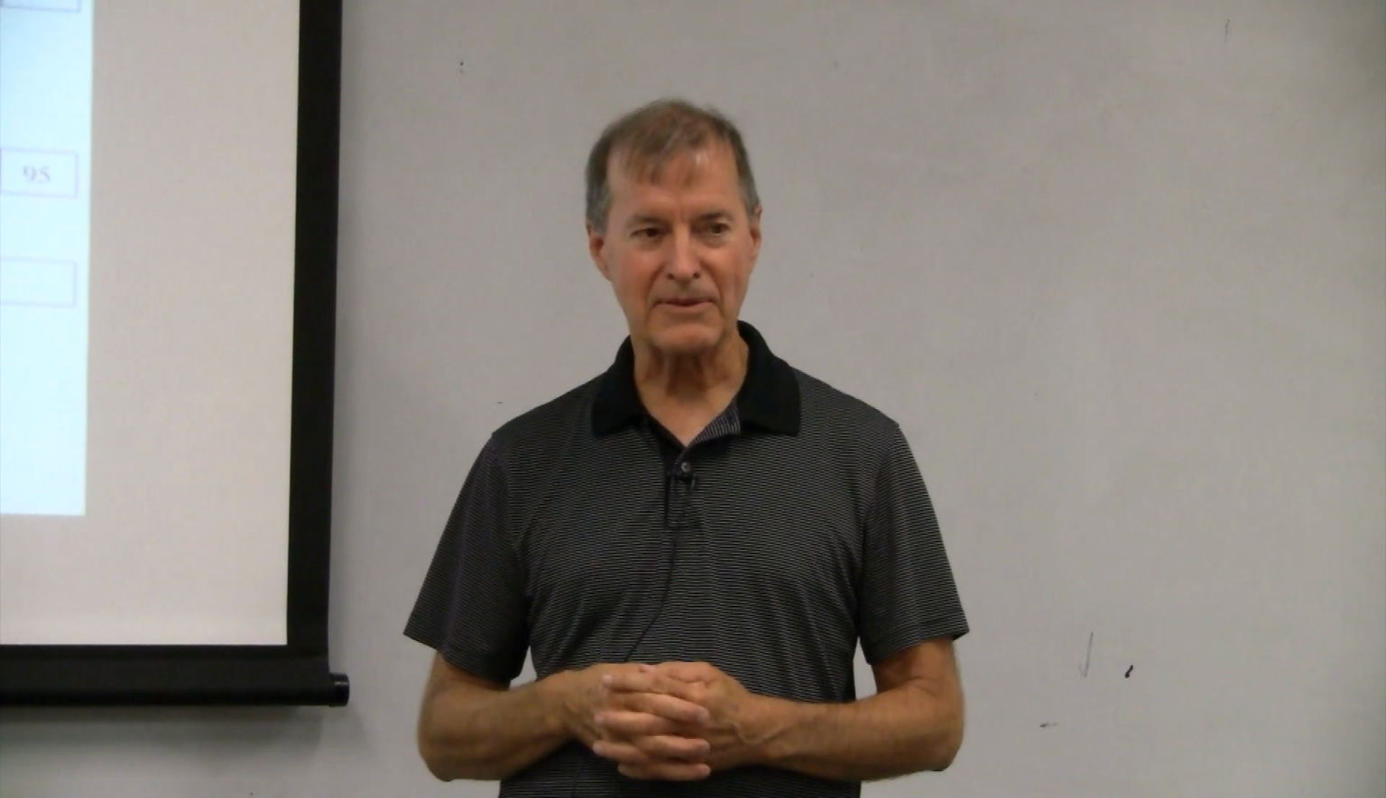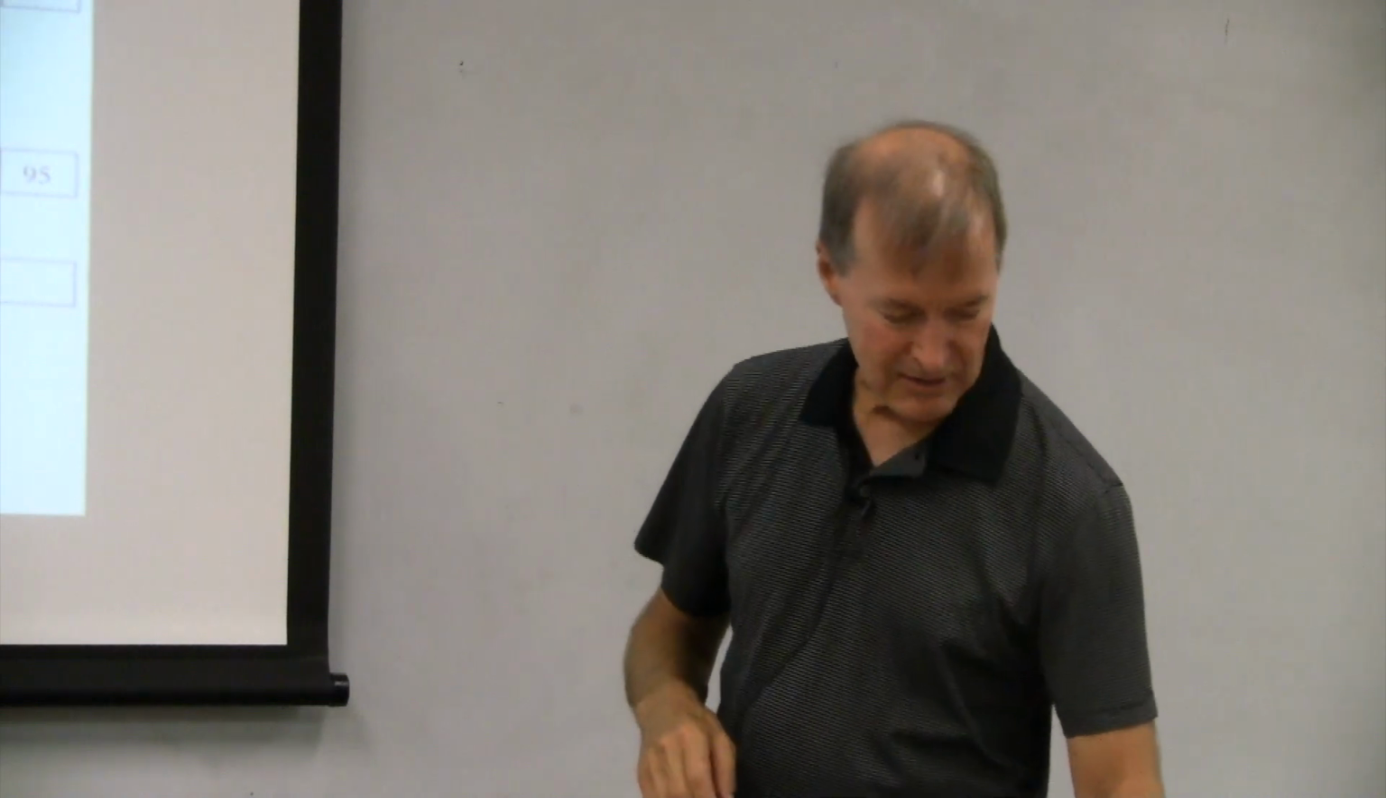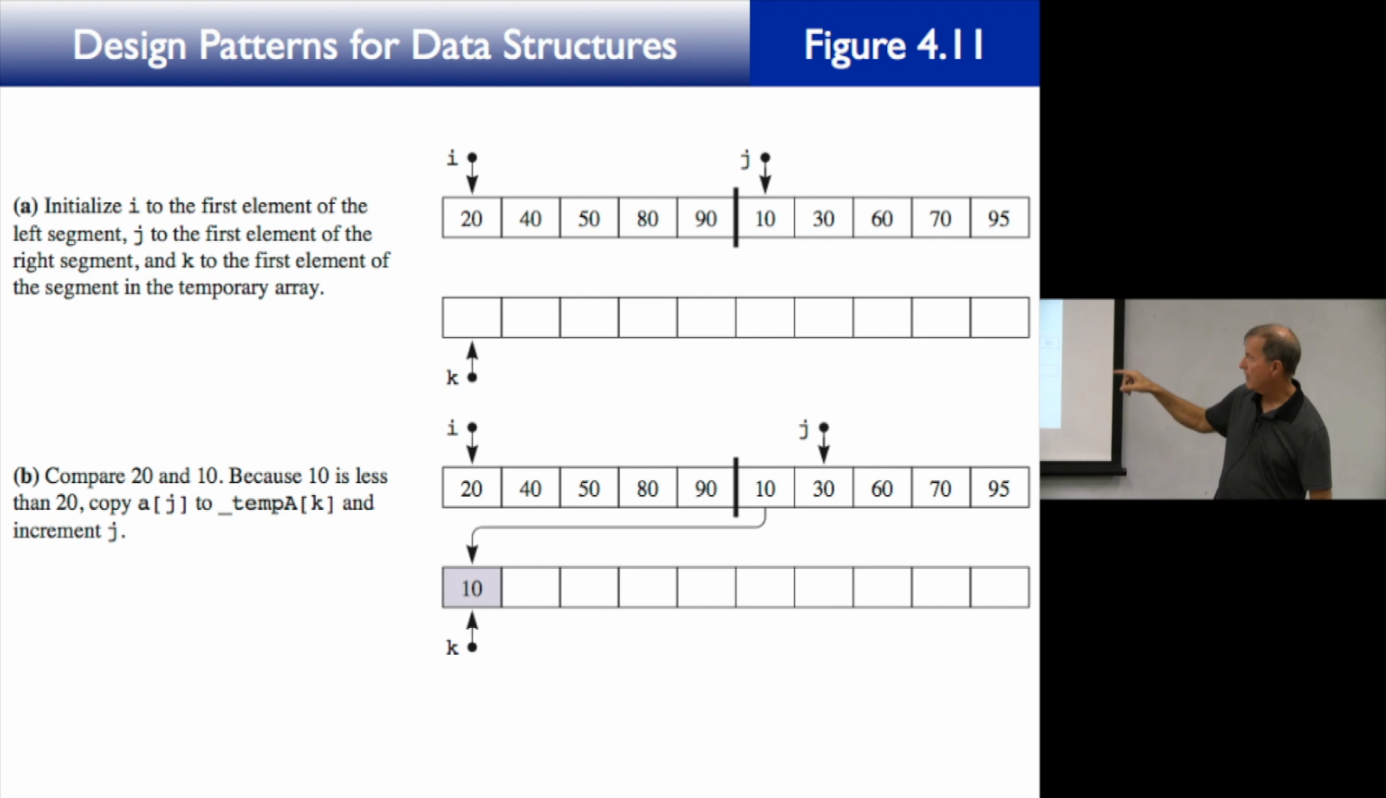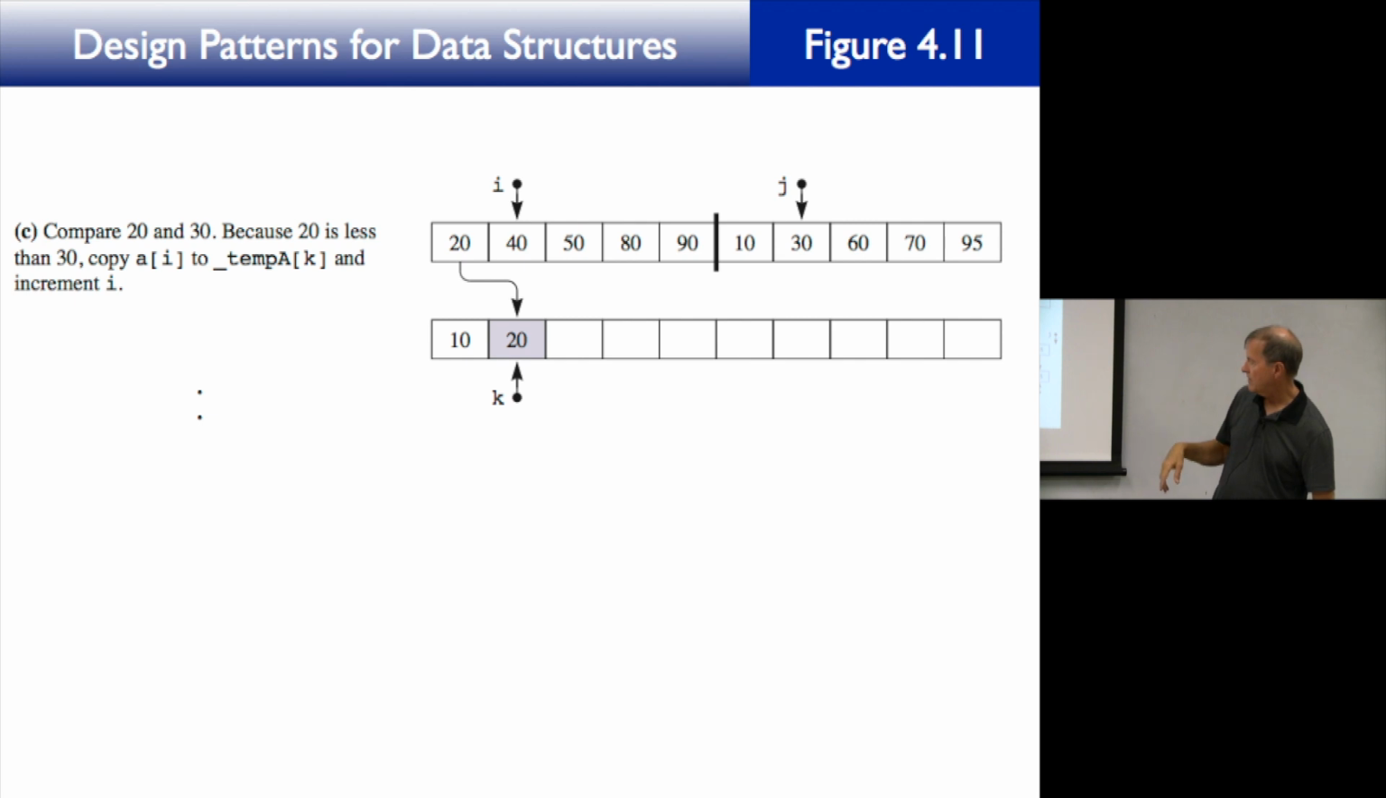All right. So now, you only have one loop. And of course, here in figure 4.11, in part A, we compare: i is not too big and j is not too big. So what we do is we compare a sub i with a sub j. In this case, 20 is compared with 10. 10 is less than or equal to 20, so we copy the j over. Oh, and by the way, we have to increment j, right? But the k will be done with the for loop. The k is the control variable. That will be done with the for loop. And so on in parts B and C and then D at the end.